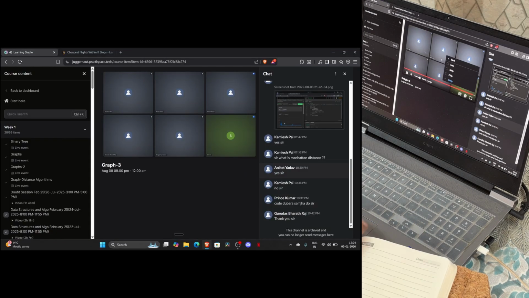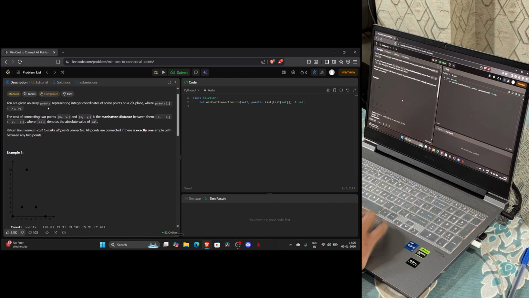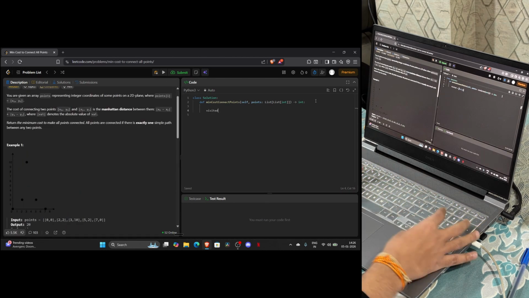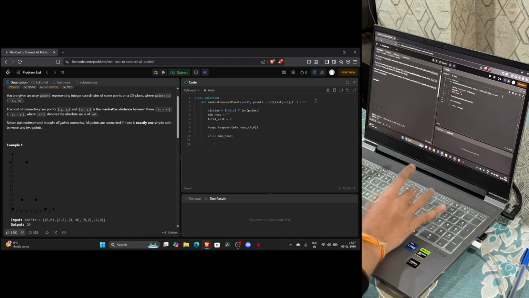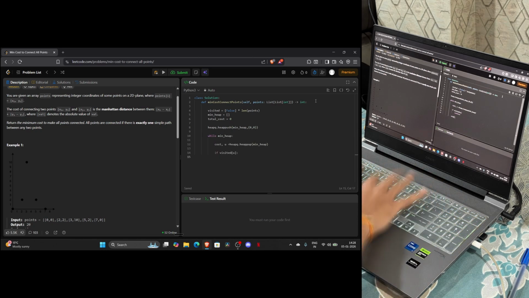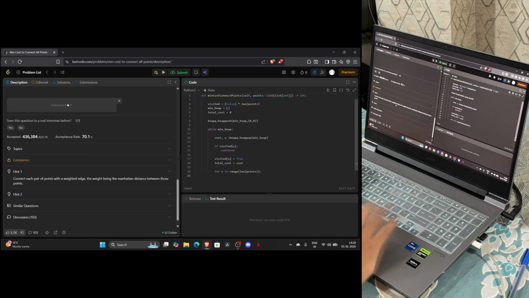Understanding these properties is crucial because MST problems are not shortest path problems. They're about global optimal structure, not distances from source. Once the theory was done, I moved straight to LeetCode to put it into practice. The first problem I tackled was minimum cost to connect all points.